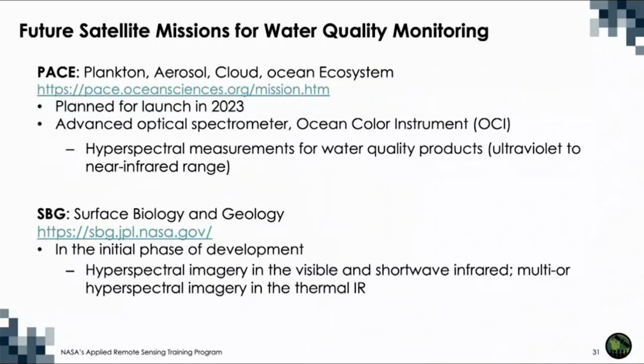Also, there are future missions planned for continuity and improvement of water quality monitoring. PACE, which is Plankton, Aerosol, Cloud, Ocean Ecosystem, is scheduled to be launched in 2023. It will have the Ocean Color Instrument, OCI, and an advanced optical spectrometer with hyperspectral measurement. The Surface Biology and Geology, or SBG, mission is in its initial phase of development. That will also carry hyperspectral imagery from the visible to shortwave infrared spectrum, and will also have thermal infrared bands for sea surface temperature sensing.